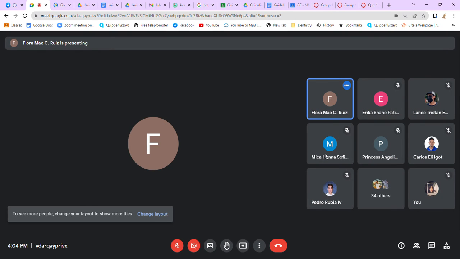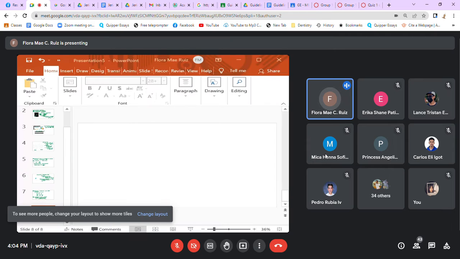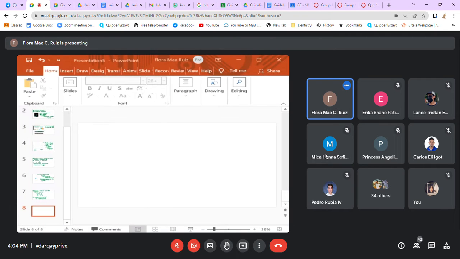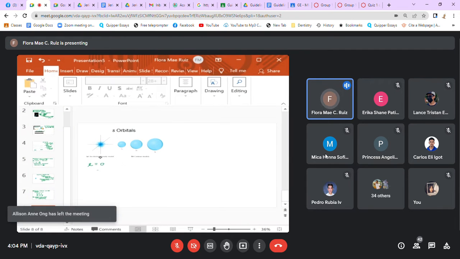For an s orbital, the value of L is 0, since L is equal to n minus 1, so 1 minus 1, which is 0. As you can see, they are spherical in shape, and the radius of the sphere increases with the increase of the value of n.